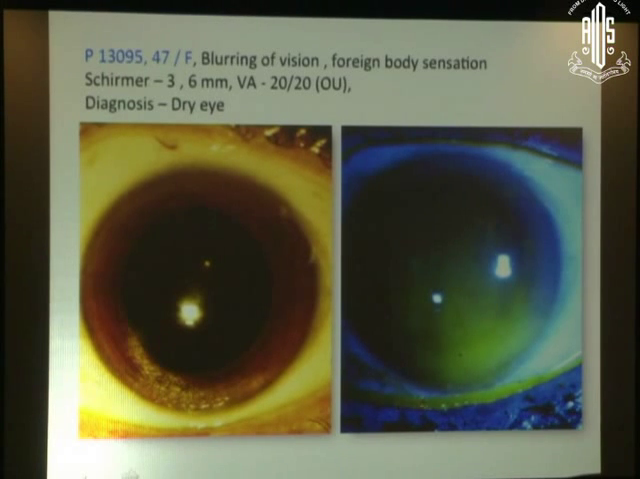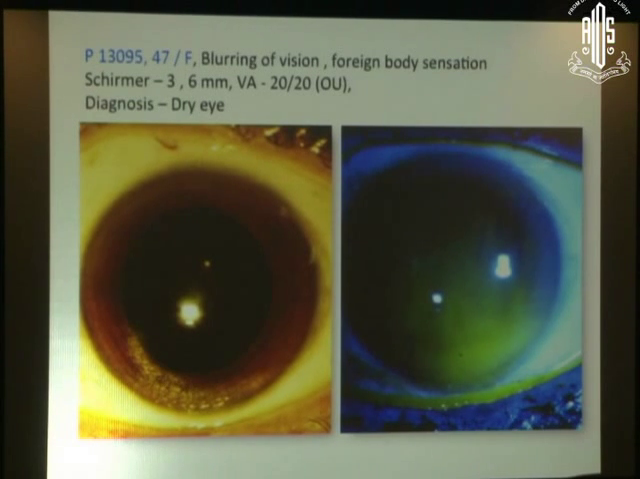You can see that the tear film meniscus is irregular. There is some debris. In this photograph also you can see the punctate lesions on the cornea, the staining, and the breakup time is reduced. So this I would categorize more or less as a mild or a mild to moderate case of dry eye.